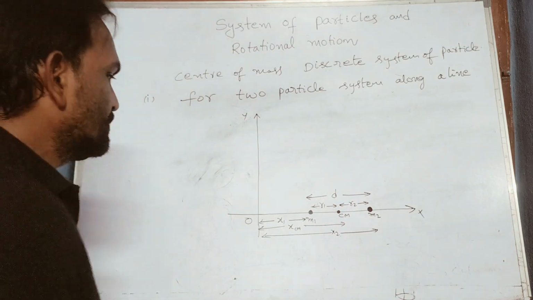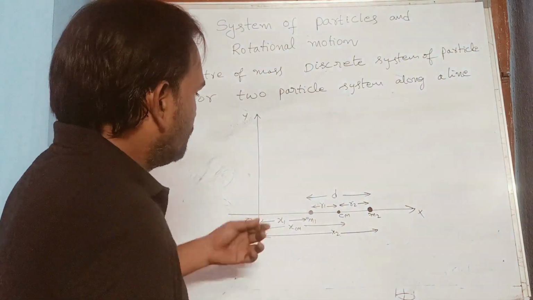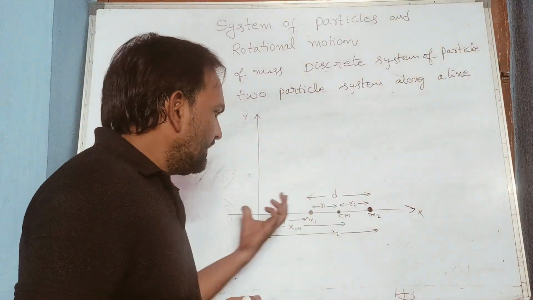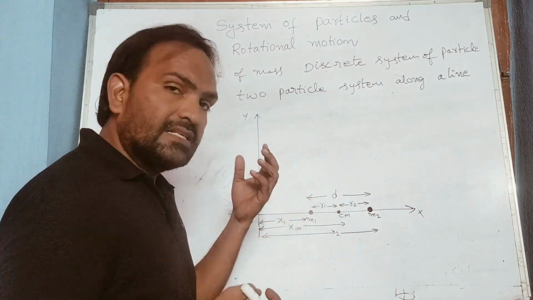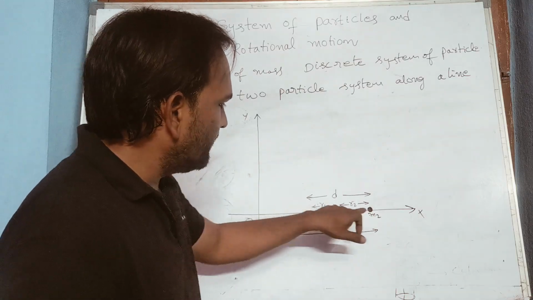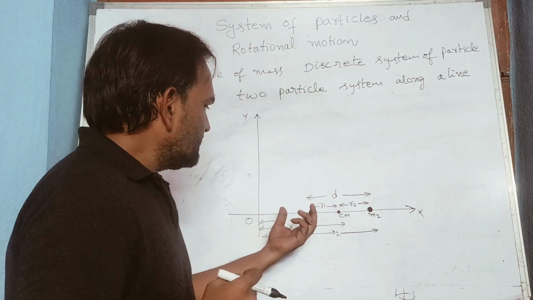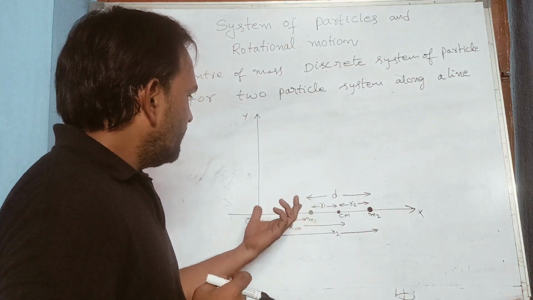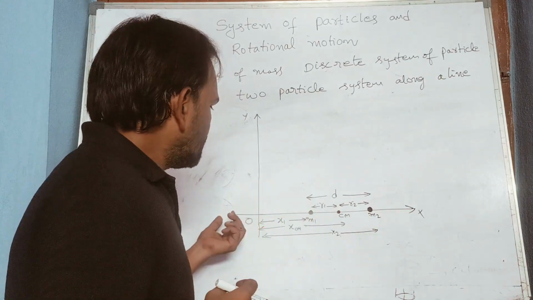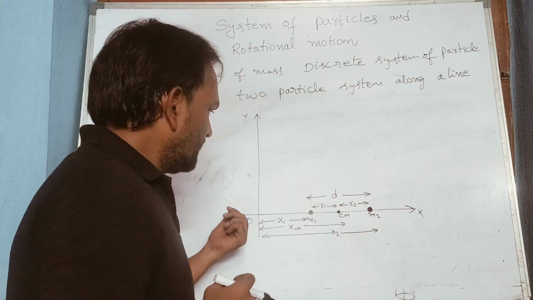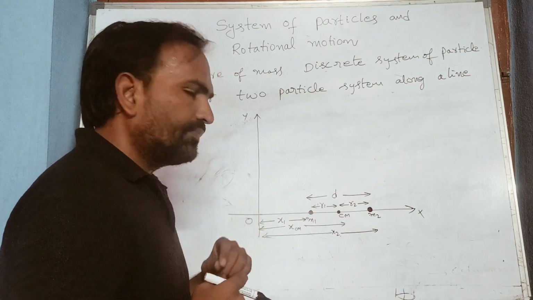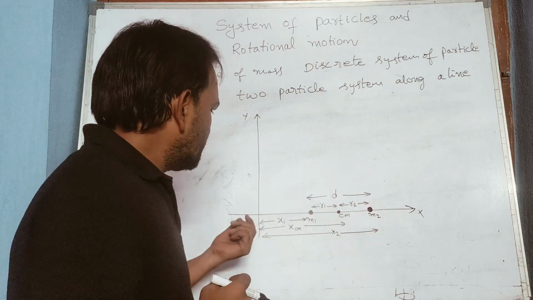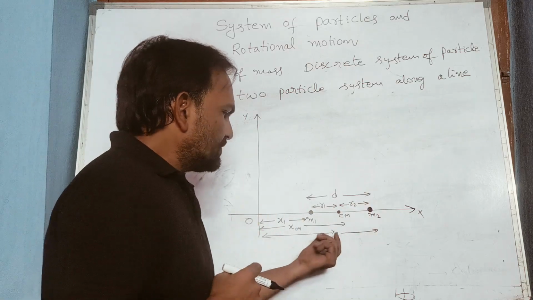Okay, students, observe carefully. Two particles are arranged along a line. The particles are at distance x1 from the origin. The masses of the particles are m1 and m2. They are arranged along the x coordinate from the origin. The m1 particle's distance from the origin is x1, and the m2 particle's distance from the origin is x2.